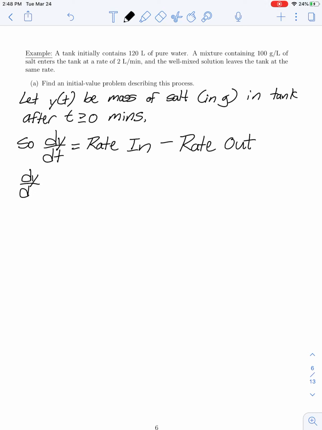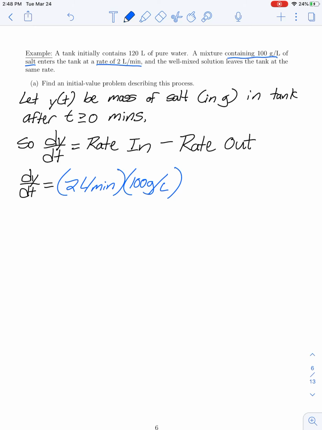So we know in the problem statement that salt is coming into this tank at a rate of 2 liters per minute. So we will have 2 liters of this solution being poured into our tank each minute. And within each of these liters, we have 100 grams of salt per liter. So we've got 2 liters coming in per minute. We're going to multiply by the mass of salt in each one of those liters.